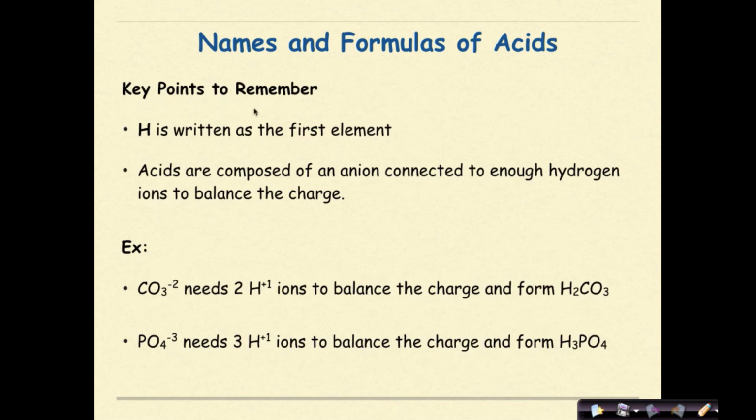Key points to remember. H is written as the first element. Acids are composed of an anion, a negatively charged particle, connected to enough hydrogen ions to balance the charge. So for example, here's my carbonate ion. It has a charge of -2, so it needs 2 hydrogen ions to balance the charge and form H2CO3. The phosphate ion has a charge of -3. It's going to need 3 hydrogen ions to balance the charge and form a neutral compound of H3PO4.